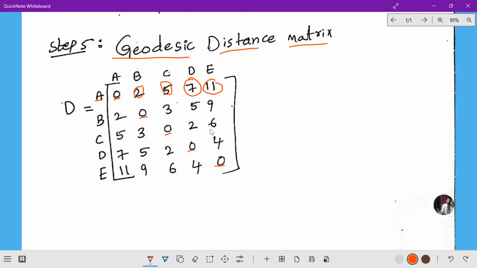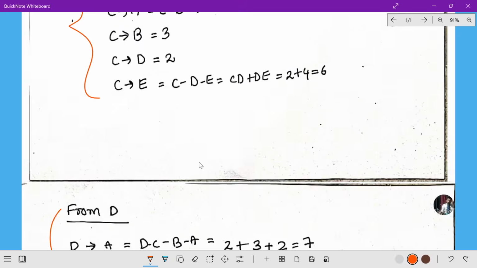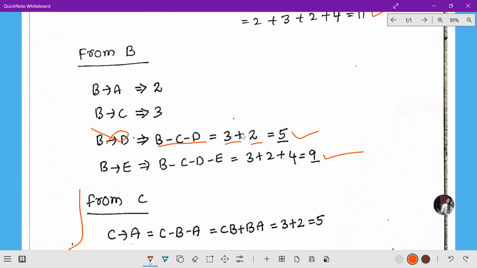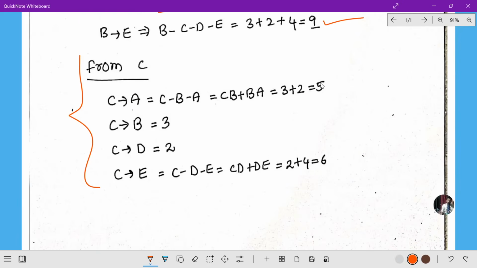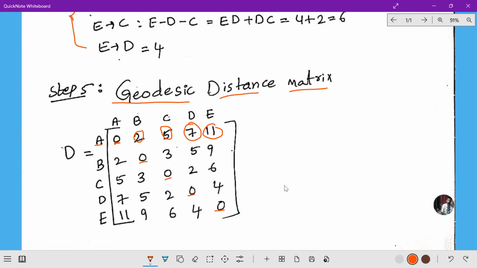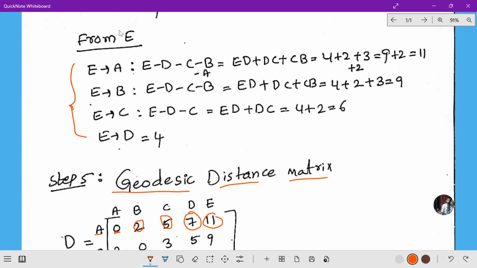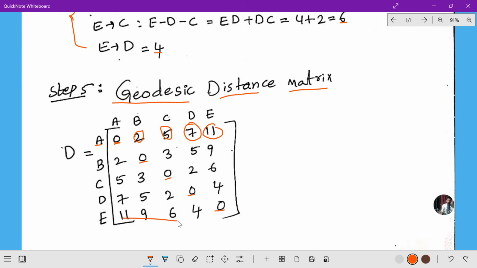B values 2, 0, 3, 5, 9. So B values, this one, 2, 0, 3, 5, 9. Yes. C values 5, 3, 2, 6. So C values 5, 3, 2, 6. The middle value is missing, because when I say CC, that is 0. AA is also 0. From E, what can we write? We can write 11, 9, 6, 4. Okay, so 11, 9, 6, 4. So this is called the geodesic distance matrix.